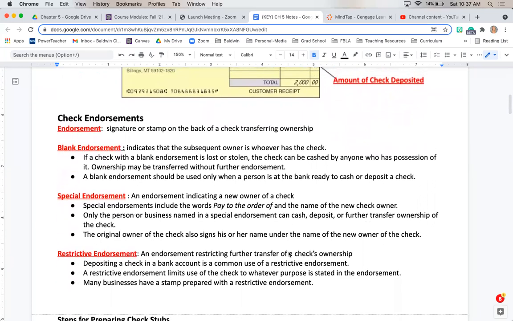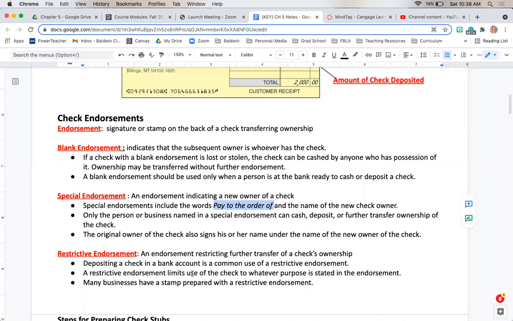If we are depositing checks, there's a couple different endorsements, which is the signature or stamp that is placed on the back of a check, transferring that ownership. So a blank endorsement is normally just a signature. So if you got a check today and you wanted to go cash it, you would just sign your name on the back. That would be a blank endorsement. A special endorsement has the words pay to the order of involved, which if you wanted to transfer that ownership to somebody else, then you would sign your name and then do pay to the order of the person that you are transferring the ownership to.